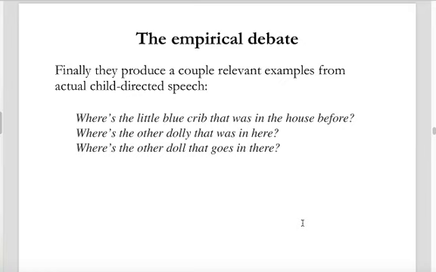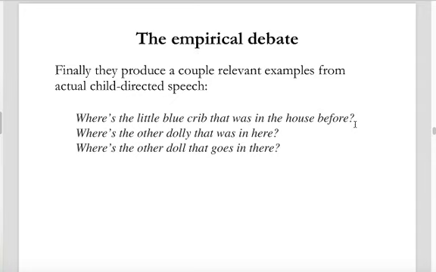Here's what they find, and they say, look, we just looked at 2 tracks in this CHILDES corpus. We just picked 2. There's lots and lots and lots of different children and lots of different CD tracks, they were at the time, like 15-minute intervals. We just picked 2 at random, and we found 3 of these questions in there. So here's one. Where's the little blue crib that was in the house before?